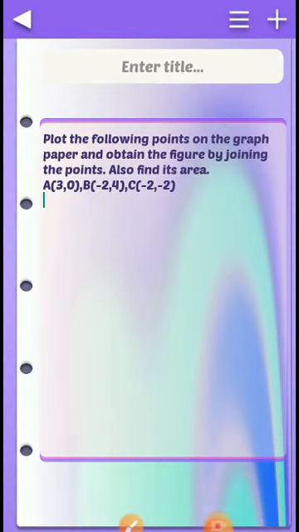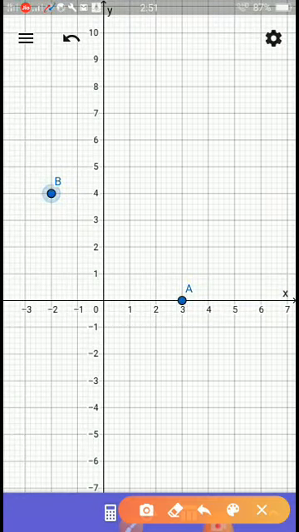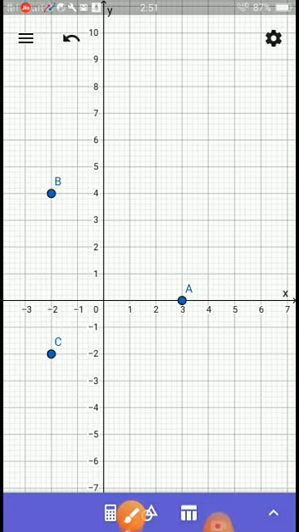The third point was C (-2, -2). Both are negative. X negative, so left side. Y negative, that means it will be towards the bottom. So I'll be getting it in the third quadrant. So I'll have x as -2 and y again as -2. So this is the point, and I'm going to plot it here. Okay, is this clear?